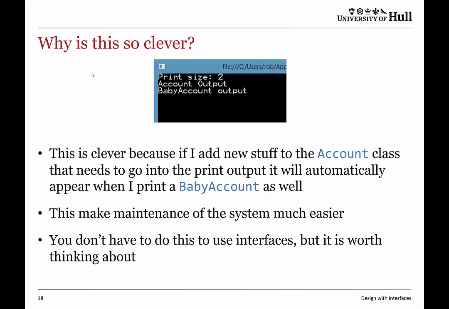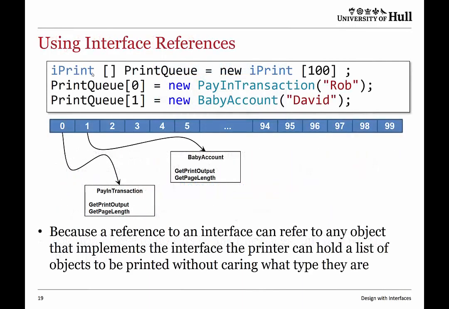The class hierarchy thing is neat, and I'll go through this next time as well, because it means I can pick up behaviours from parents and use those. But that's a kind of digression cleverness. This is the kind of thing we're really interested in. So the first element in my list of print items is a pay-in transaction, and my second thing is a baby account. But because the printer only ever looks at them in terms of can you print or not, it works fine. So this kind of blows the doors off any of our restrictions.